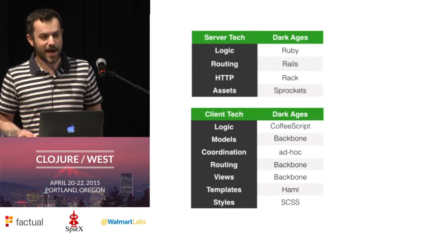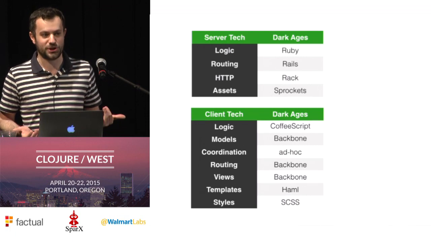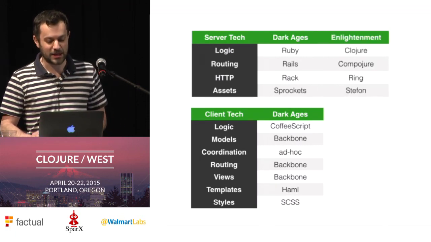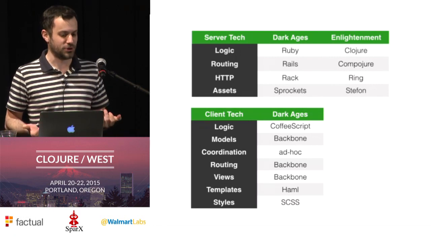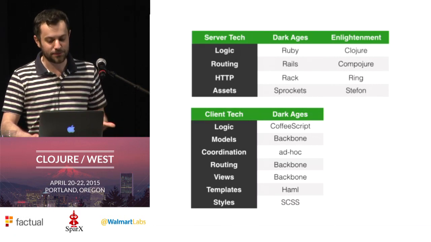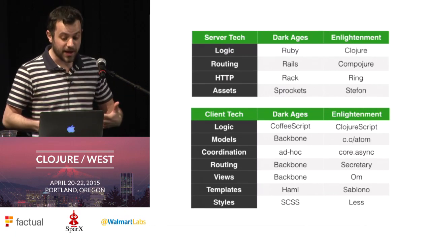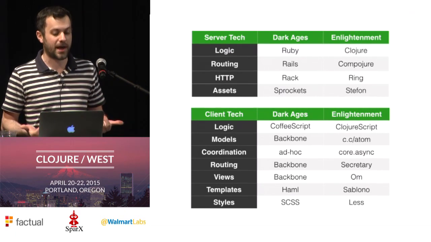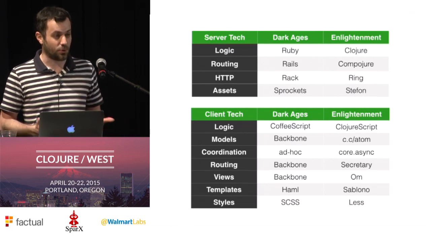But this is the best we had, and we should all take a moment to appreciate how far we've come in the last couple of years in the front end space. Like now we're in the age of enlightenment. We've got stuff like Clojure, that's cool, and all these simpler tools. But on the front end side, in the client, we've got ClojureScript. We store most of our data in a Clojure atom. We use core async to coordinate things.